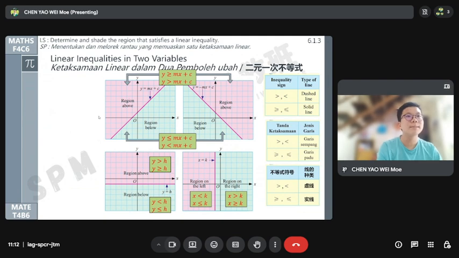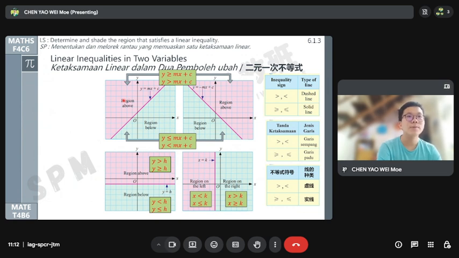If you want to represent the inequality for the region here, we use y equals mx plus c. Whether it's here or here, this line is called y equals mx plus c. But we want to represent the region above. Here we say y is larger than or equal to mx plus c, or I can say y is larger than mx plus c. Why? Because we see the signs here.